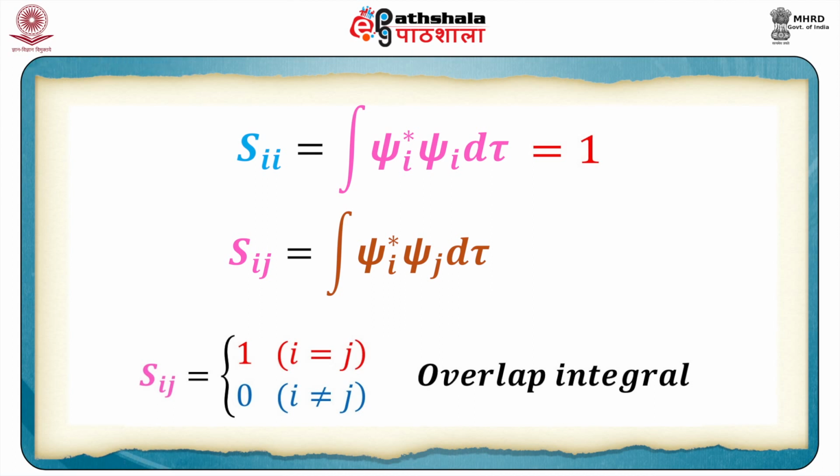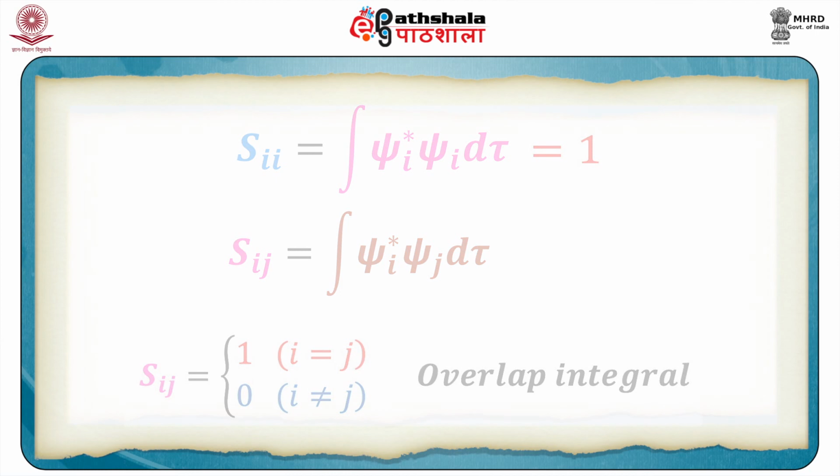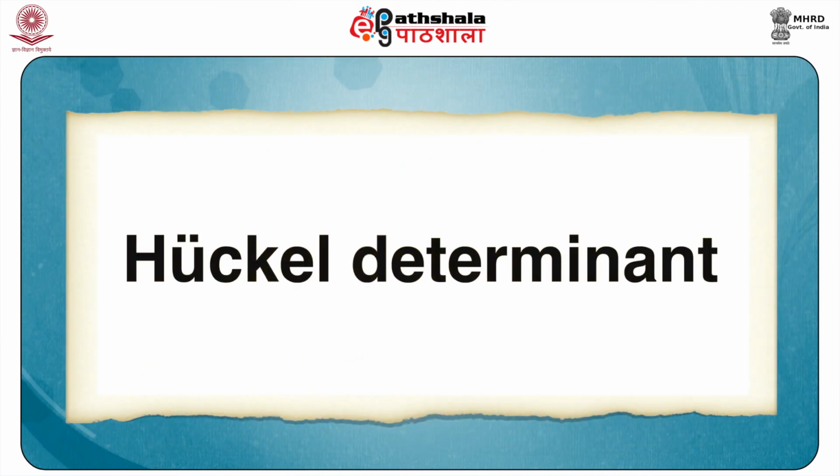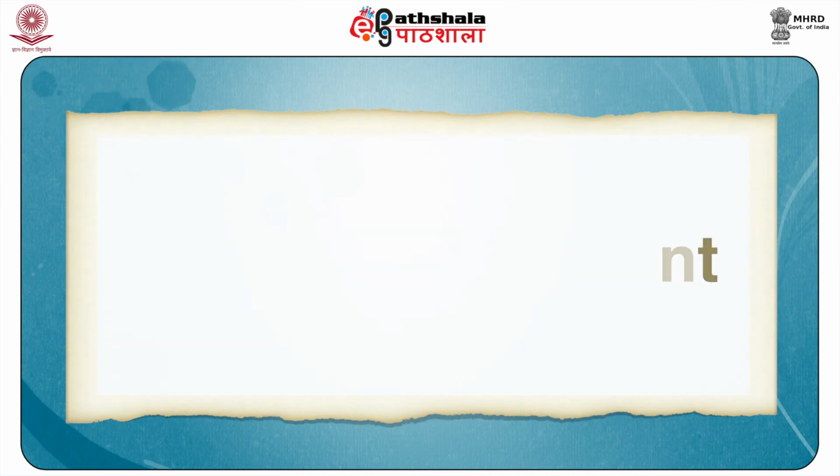That is, Sij will always be taken as 0. Now, after having considered the significance of Hii, Hij, Sii and Sij and their corresponding values, let us try to simplify the secular determinant for the ethylene molecule.